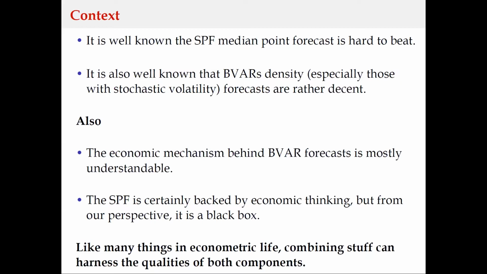So I guess this paper starts by thinking about these two points and saying, okay, can we leverage those two things to do better? Something else that maybe was not highlighted as much, but I think it's good to remember: the economic mechanism behind BVAR forecasts is mostly understandable. That's important when you do forecasts, because you want to interpret them. I come more from a machine learning background, where everybody always talks about interpretability. I think it's nice to acknowledge that when you provide a BVAR forecast to your boss, you can pretty much tell where it's coming from.